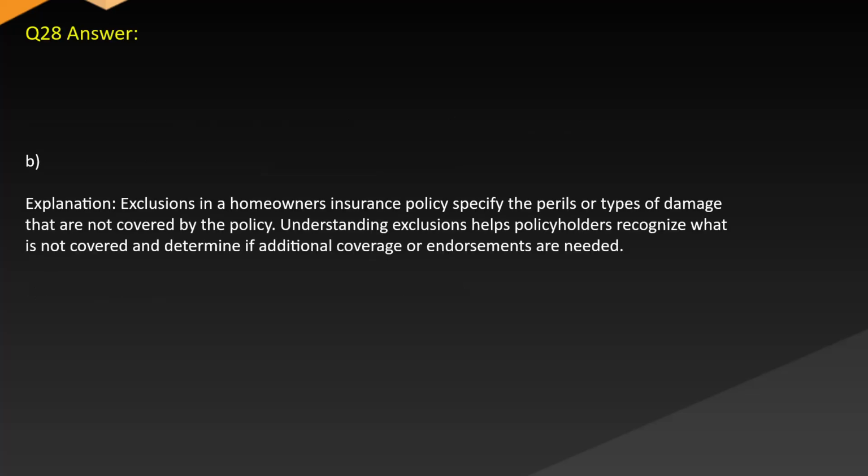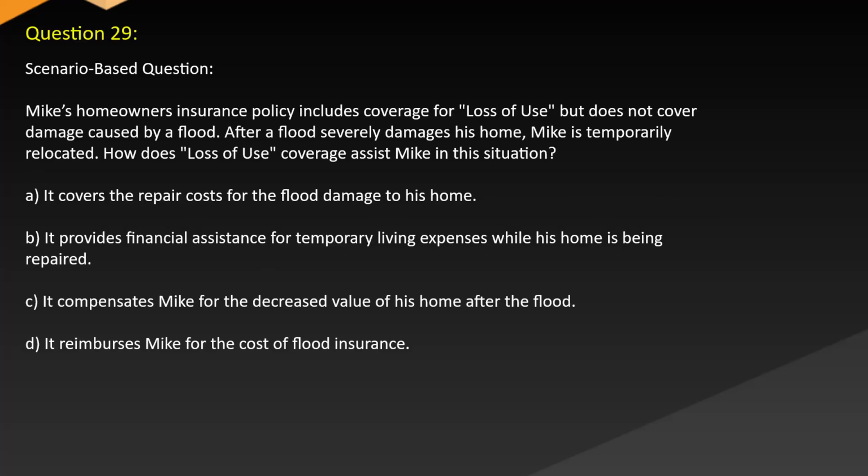Answer: B. Explanation: Exclusions in a homeowner's insurance policy specify the perils or types of damage that are not covered by the policy. Understanding exclusions helps policyholders recognize what is not covered and determine if additional coverage or endorsements are needed. Question 29. Scenario-based question.